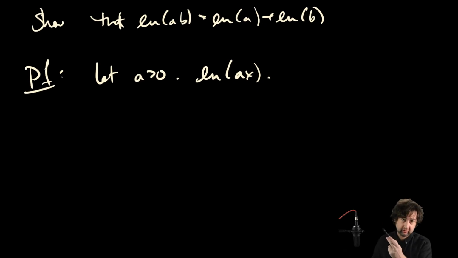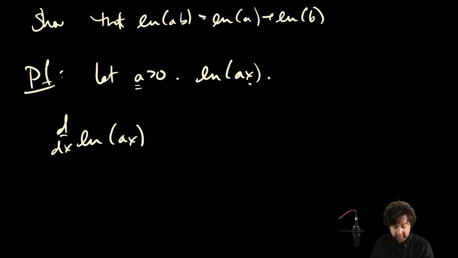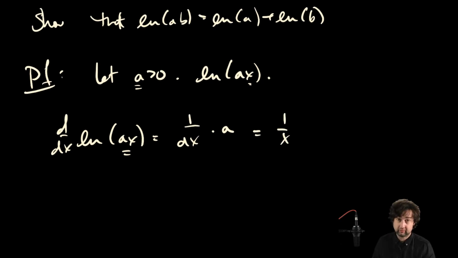Okay, so x we can think of as a variable, a is the constant in front of it. So what we're going to do is that this splits up. And we're going to do it by using the derivative. So a is a constant and x is a variable. d by dx of the natural log of ax by the chain rule is going to be 1 over ax times the derivative of the inside, which is a. The a's cancel and we get 1 over x.